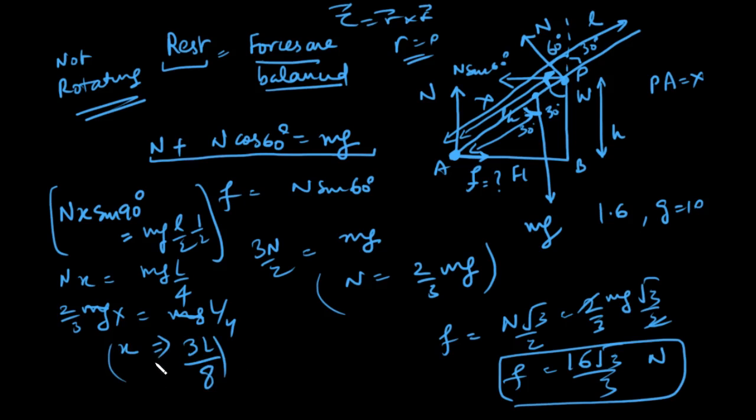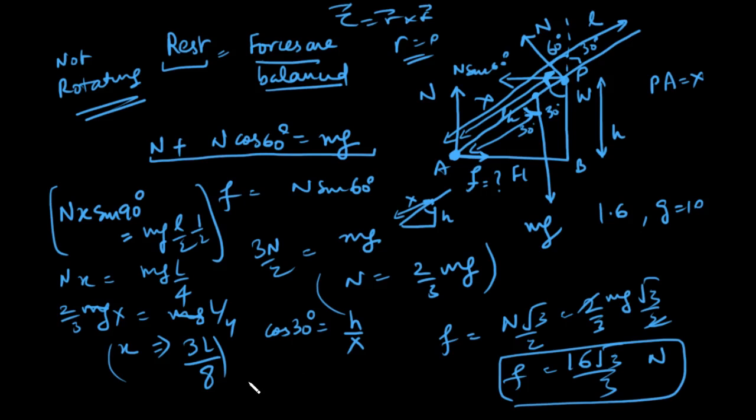Okay, so here x is 3L by 8. Now, what was cos 30? You see, originally this was the figure. This is angle 30, this is h, and this is x. Okay, till this point. So what is cos 30? Cos 30 is h by x.